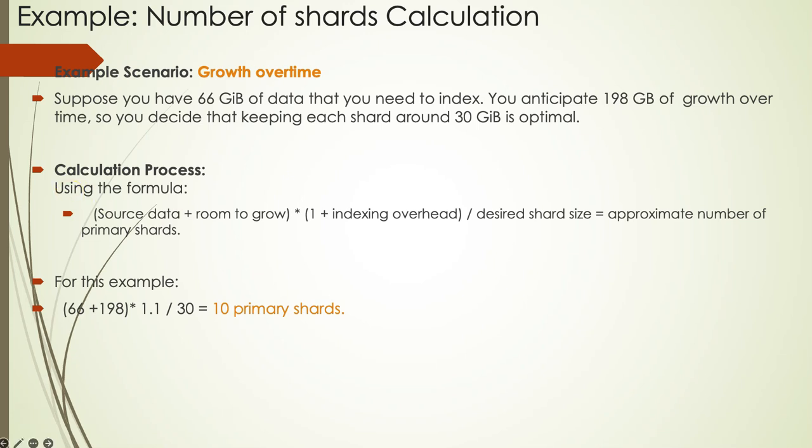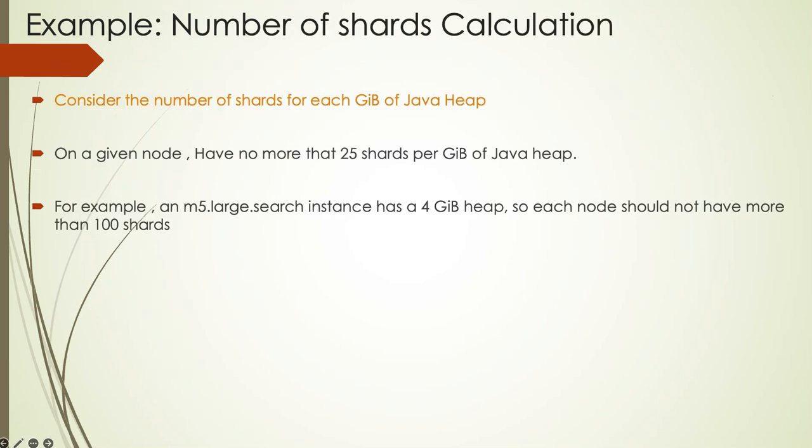Once you're done calculating the shards, another consideration is how much heap memory you're looking to have, right? So you first need to understand Java heap memory allocation. OpenSearch by default allocates 50% of the total instance memory to the Java heap. However, the heap size is capped at a maximum of 32 GB, even if the instance has more memory.